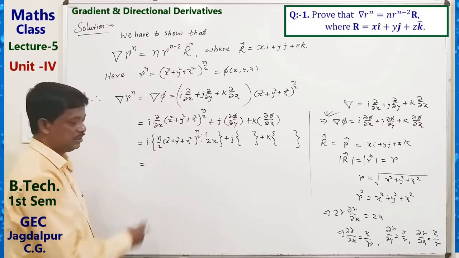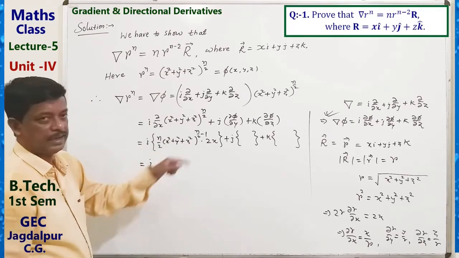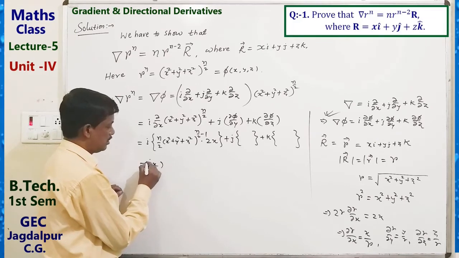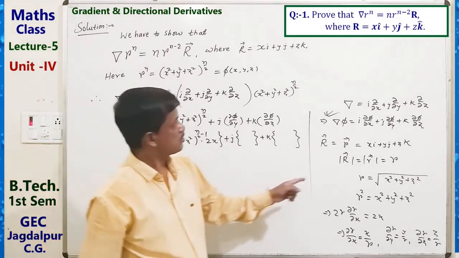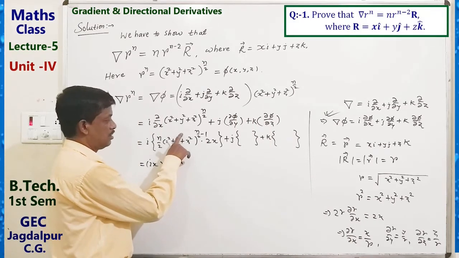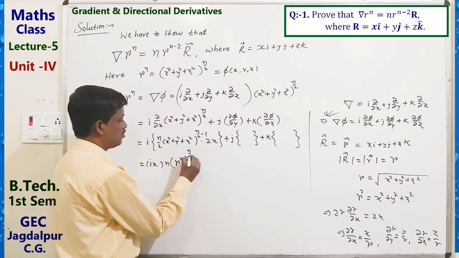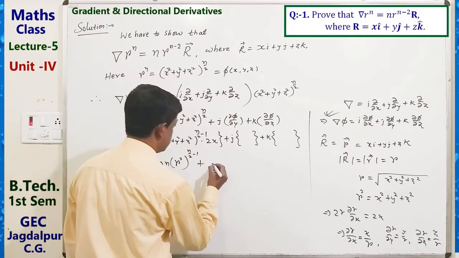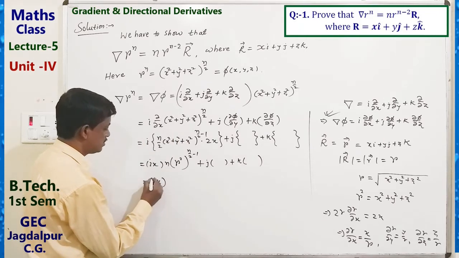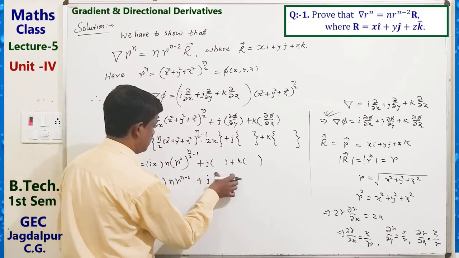So here, see what we get. The 2s cancel, and x² + y² + z² equals r². So the power 2 cancels, and we get r to the power n/2 − 1 ... plus i x n r^(n−2) plus z n ... k.